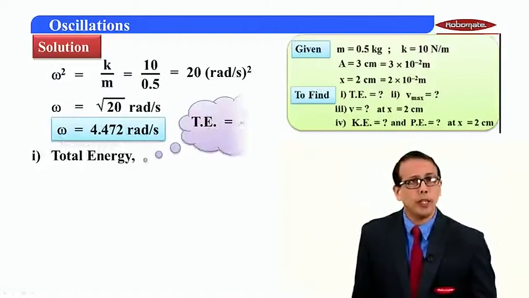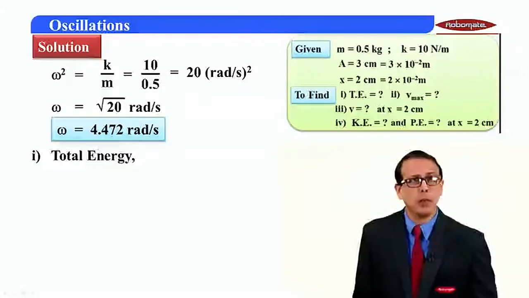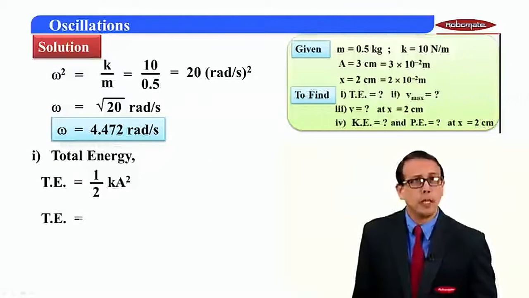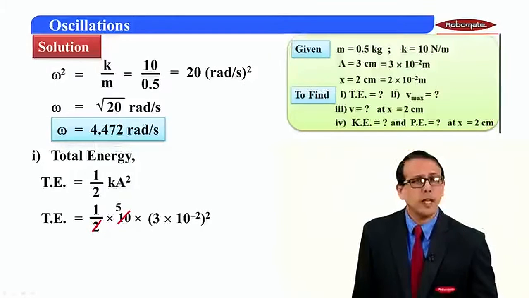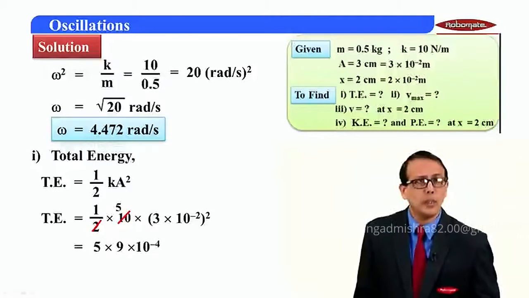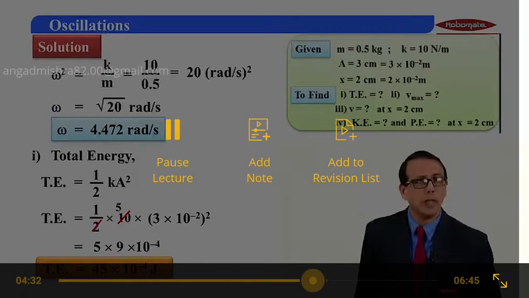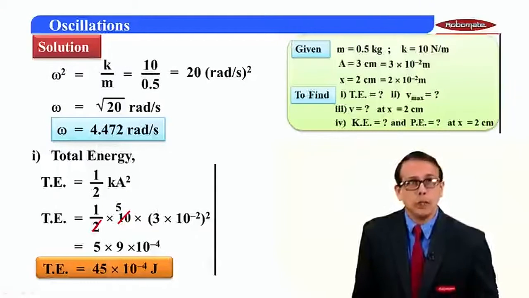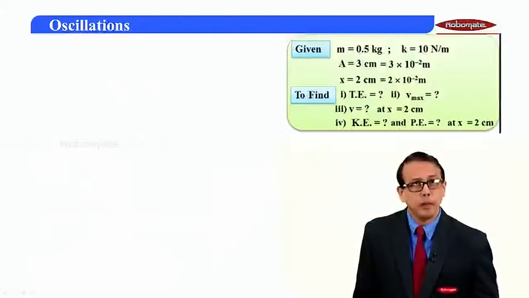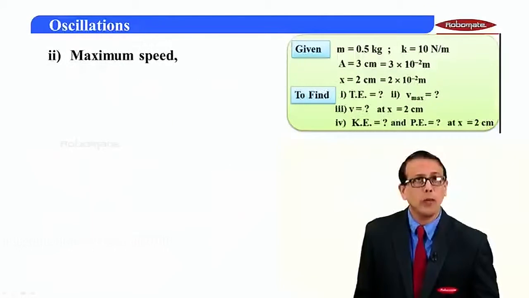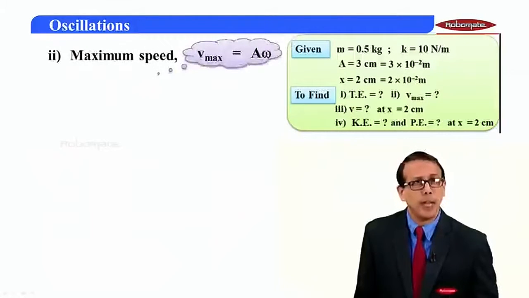Let's start with the first quantity. Students, total energy is half k a square. So let us substitute the respective values. I get half into, that is 10, into the value of amplitude, which is nothing but (3 into 10 raised to minus 2) the whole square. I can cancel 2 and 10, and the next step becomes 5 into 9 into 10 raised to minus 4, which is 45 into 10 raised to minus 4 joules, which can also be written as 0.0045 joules.